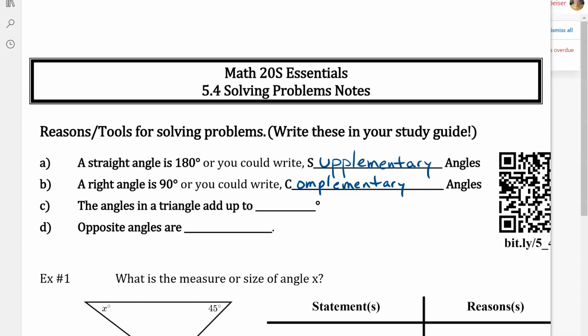Part C, something that we've mentioned a few times: if you add up the angles inside of a triangle, so angle 1, angle 2, and angle 3, and it doesn't matter the shape or the size of the triangle, those three angles always add up to 180 degrees. The last one is that opposite angles are equal.